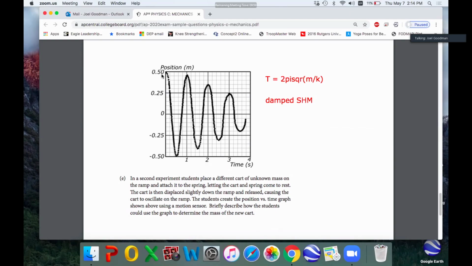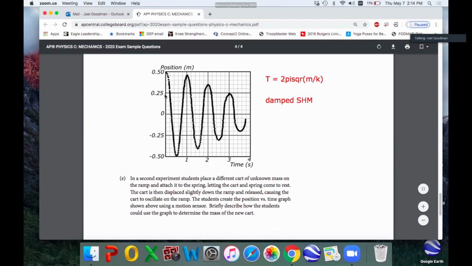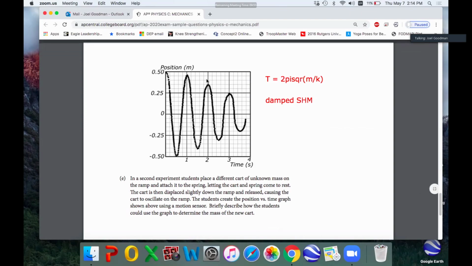What's the period for the second cycle? 1 second. What's the period for the third cycle? 1 second. Now, in reality, the graph probably wouldn't look like this, and I'll tell you more about that later. What would you want to do as a good student in laboratory technique?